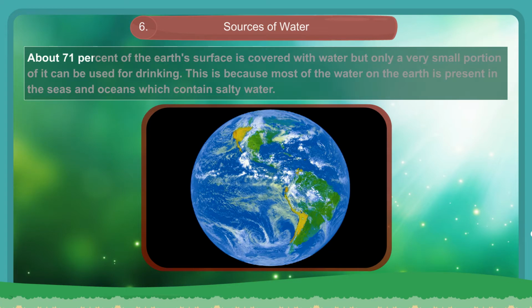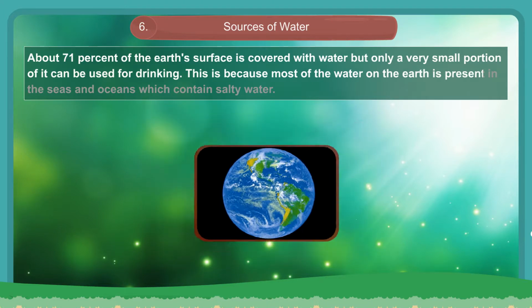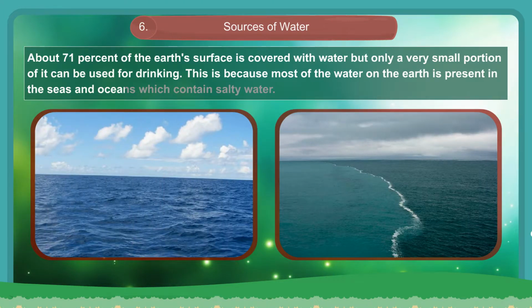About 71% of the Earth's surface is covered with water, but only a very small portion of it can be used for drinking. This is because most of the water on the earth is present in the seas and oceans, which contain salty water.